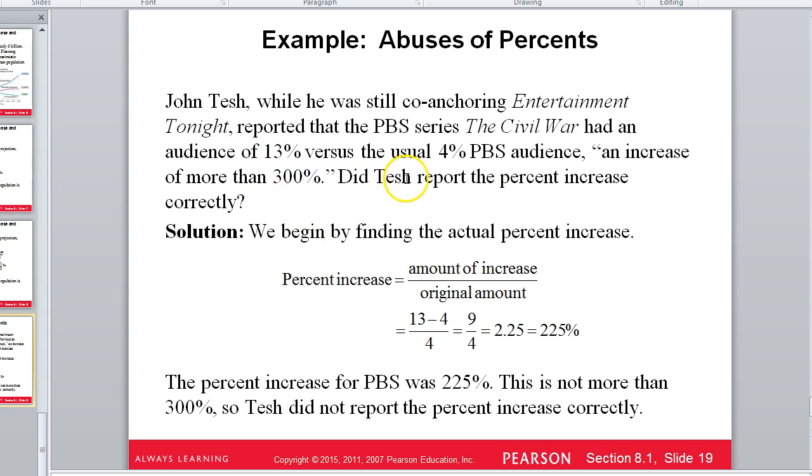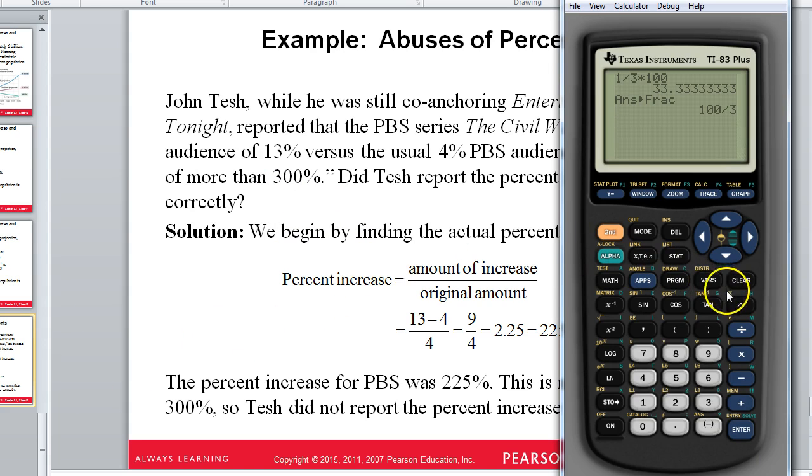Well, 13 minus 4 is 9, and 9 divided by 4 is 2.25, right? 2.25 as a percent, move that 2 places to the right, you get 225. Slap on the percent sign, we got 225%. So that's not more than 300%. So what did John Tesh do?